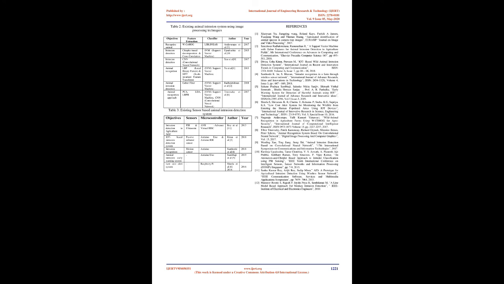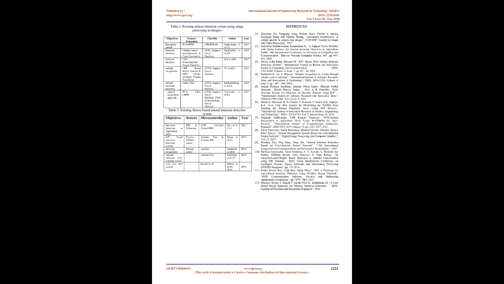Table 3: existing sensor-based animal intrusion detection system references. Objective, sensors, microcontroller, author, year. Intrusion detection in agriculture field: PIR and ultrasonic, AVR Advance Virtual Risk, Roy et al. 2015, 11. IoT-based intrusion detection system: passive infrared sensor, Arduino Uno and Arduino IDE, Kirin et al. 2018, 3.